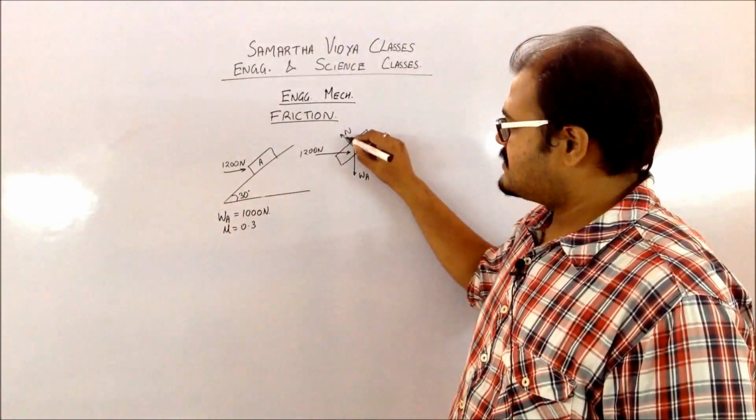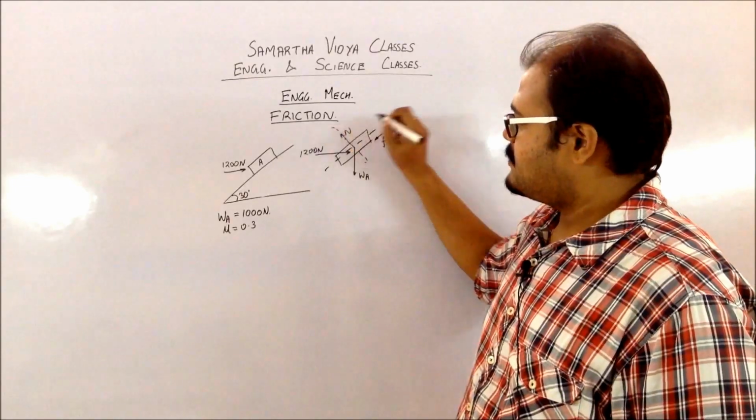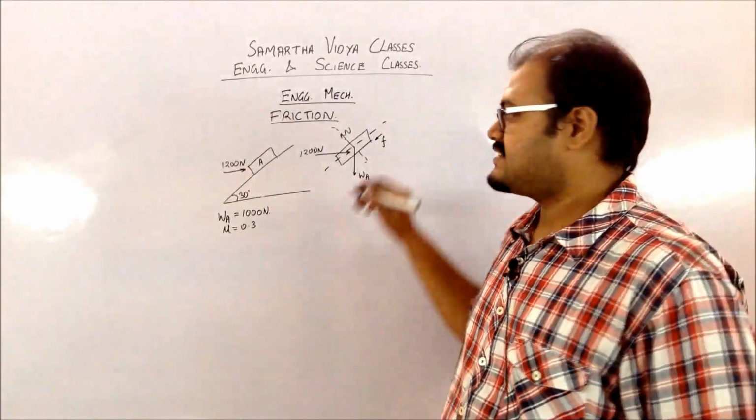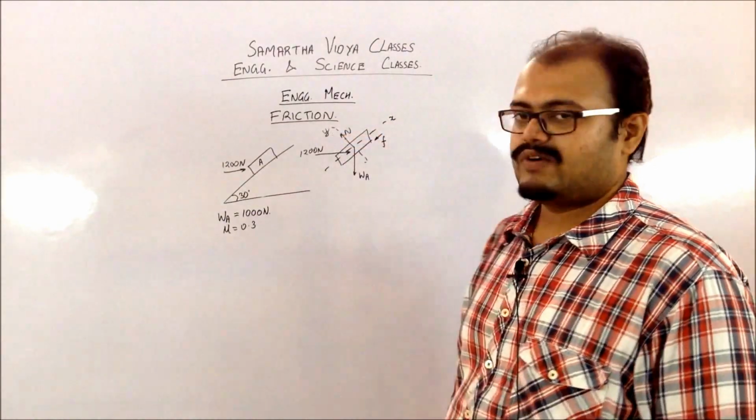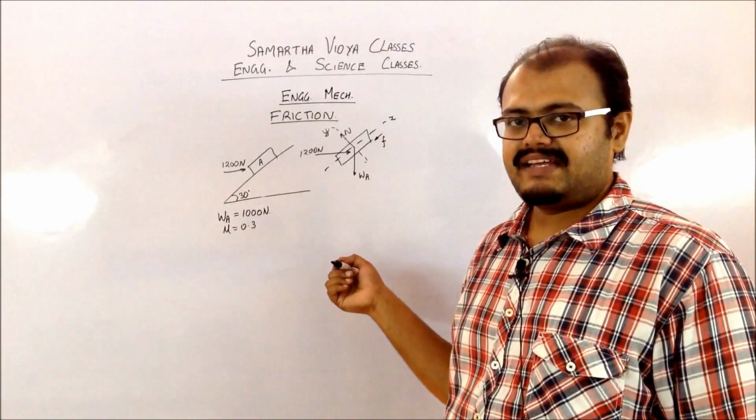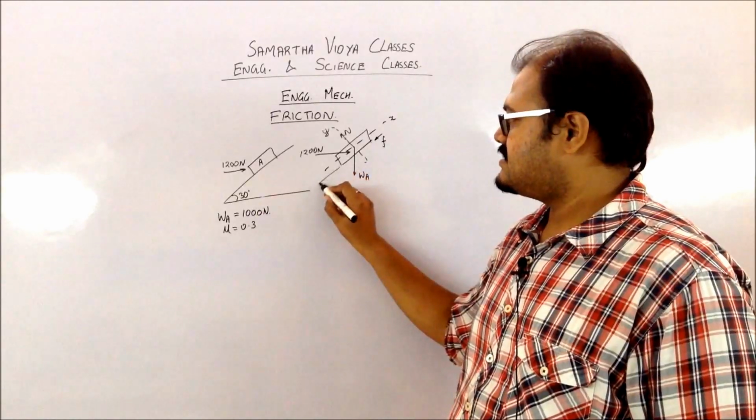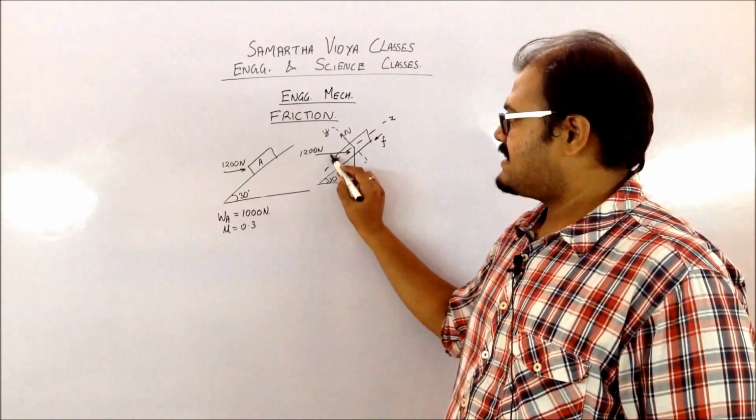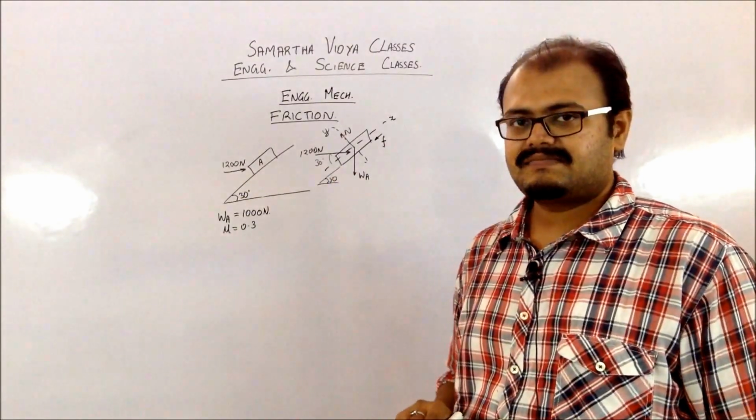So again we will be considering the axes this way only. We will consider the direction parallel to the surface as X, and the one perpendicular to the surface as Y. Then we have to find the angles which it is making. Since it is given that this is 30 degrees, by parallel lines property this particular angle will be 30 degrees.